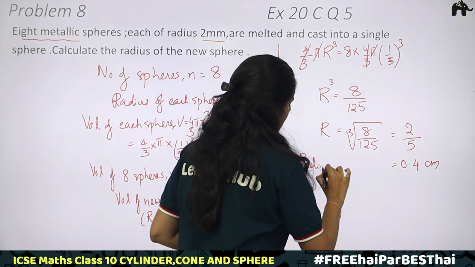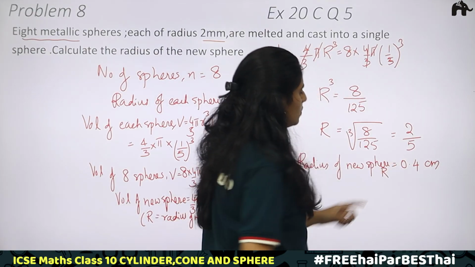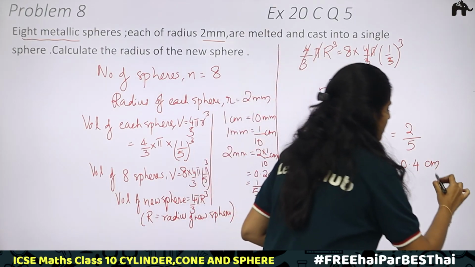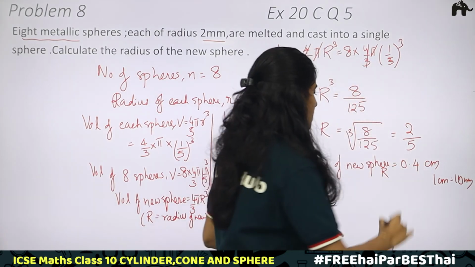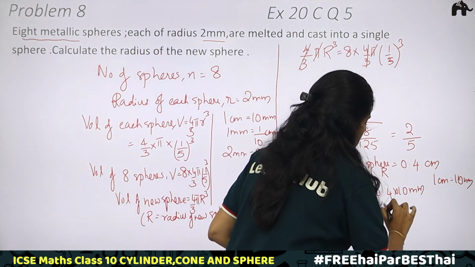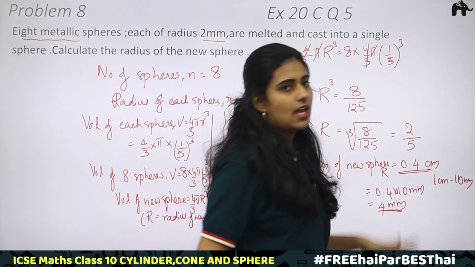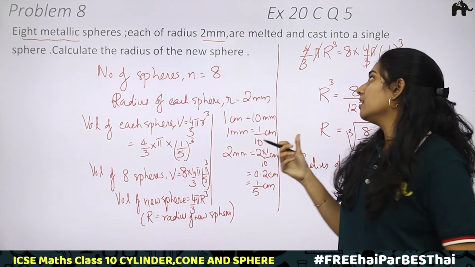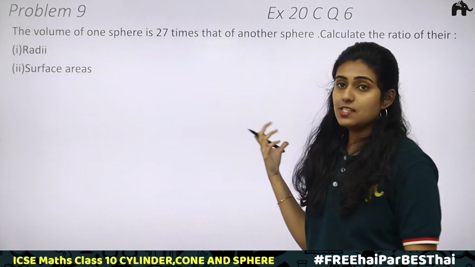Radius of new sphere, R is equal to 0.4 centimeter. If you convert this into millimeters, what do we get? We have 1 centimeter is 10 millimeter. 0.4 centimeter will be 0.4 into 10 millimeters, that is 4 millimeters. So it is enough to keep in centimeters. Just I have converted because in the question the radius of smaller spheres are given in millimeters. Understood?